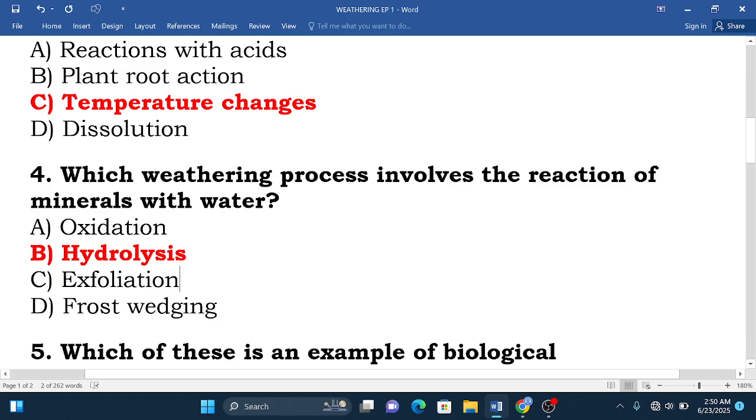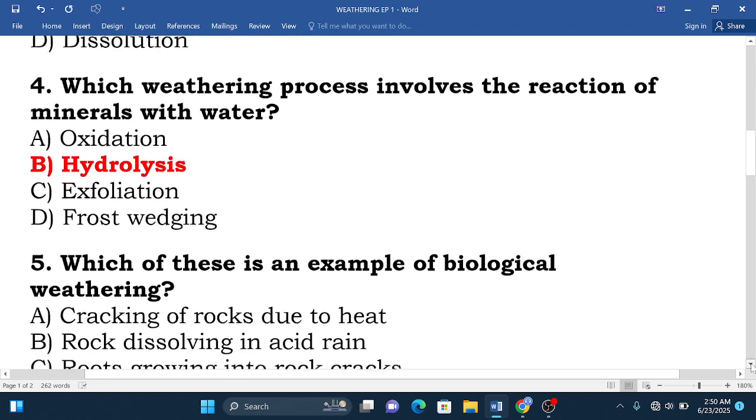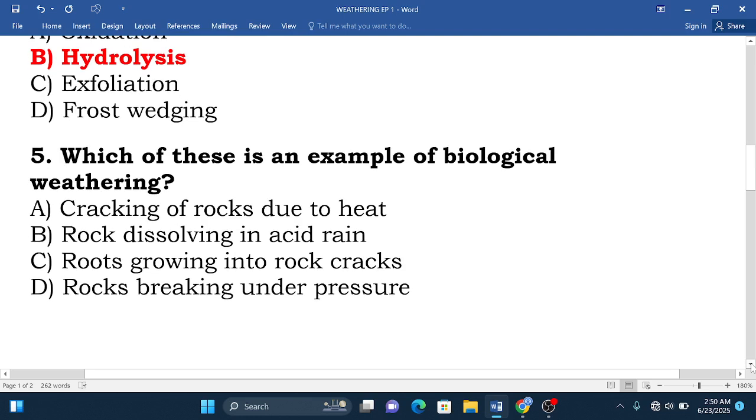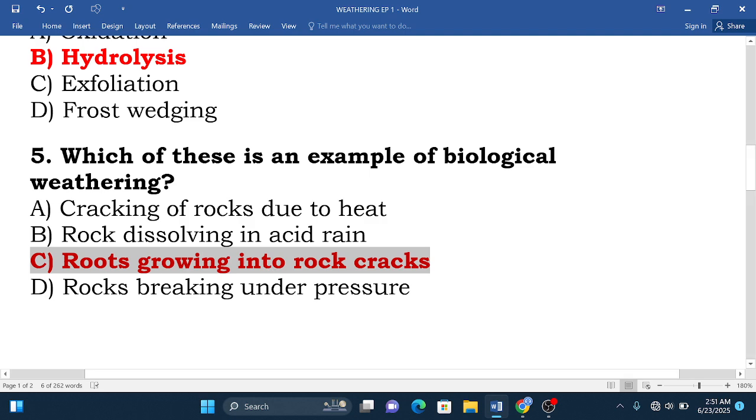We go to question number 5. The question is asking, which of those is an example of biological weathering? They give us different options, but they want us to choose the correct one. A. Cracking of rock due to heat. B. Rock dissolving in acid rain. C. Roots growing into the rock cracks. D. Rocks breaking under pressure. So the correct answer is C, roots growing in the rock cracks. It is an example of biological weathering.